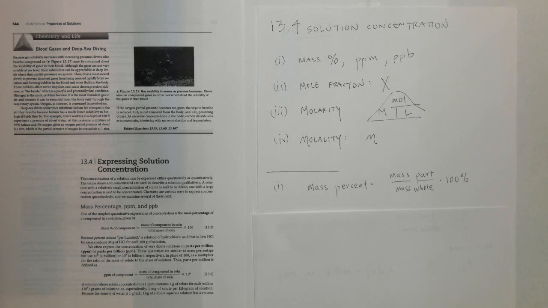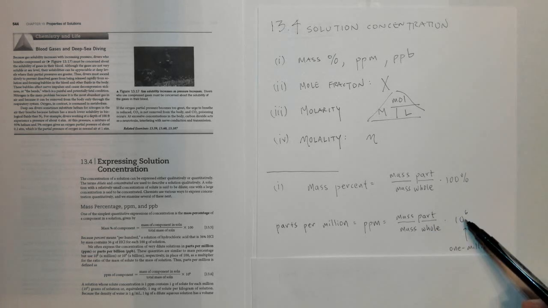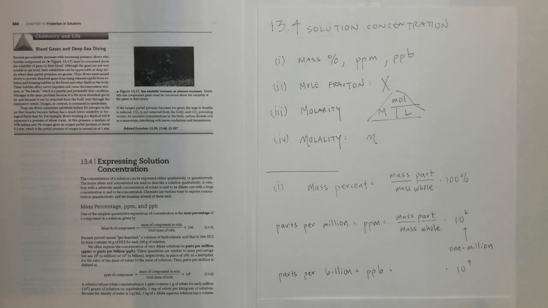We often express the concentration of very dilute solutions in parts per million or parts per billion. These quantities are similar to mass percentage, mass of part divided by mass of whole, except we multiply by 1 million for parts per million or 1 billion for parts per billion. So parts per billion once again is the same as mass of the part that we're interested in divided by the mass of the whole thing times 1 billion.